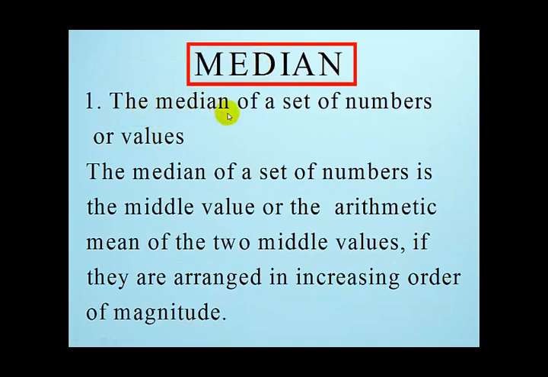The median of a set of numbers or values. So we consider the median. How do we find the median of a set of numbers? The median of a set of numbers is the middle value or the arithmetic mean of the 2 middle values if they are arranged in increasing order of magnitude.